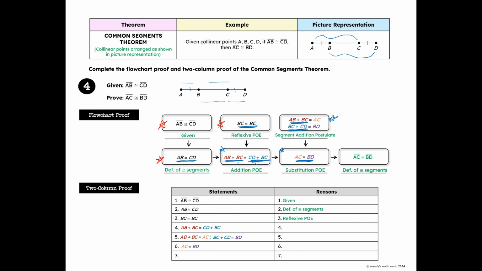Then right here, that's our next one: AB plus BC equals CD plus BC. That's the addition property of equality. Then we're moving up here to the segment addition postulate. That's 5. Then we're moving right here: AC equals BD. We use the substitution property of equality. And our last and final step is writing what we're proving, which is segment AC is congruent to segment BD, and why, the definition of congruent segments. And that concludes today's notes over flowchart and paragraph proofs. I hope it was helpful.